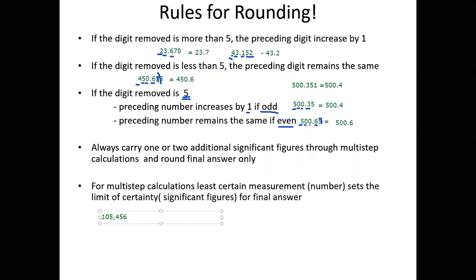so here we have 105,456. We want to round to 4 significant figures. And so here after the 4 is a 5, 6. That's greater than 5. So this would be 105,500, or you could write it as 1.055 times 10 to the 5th.